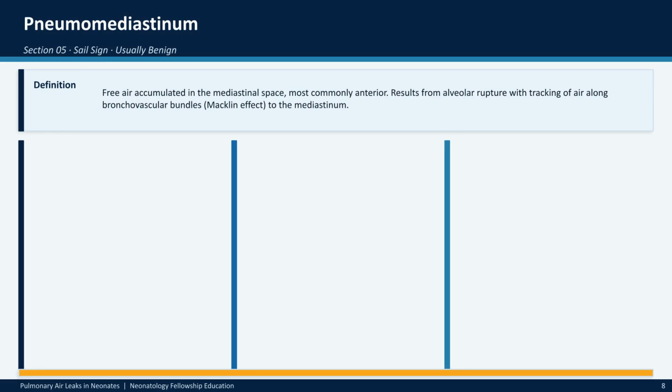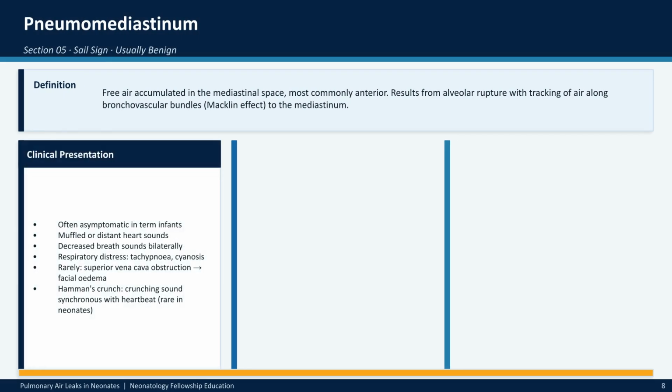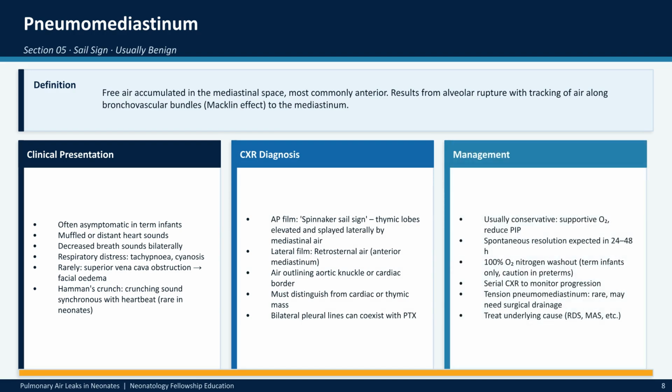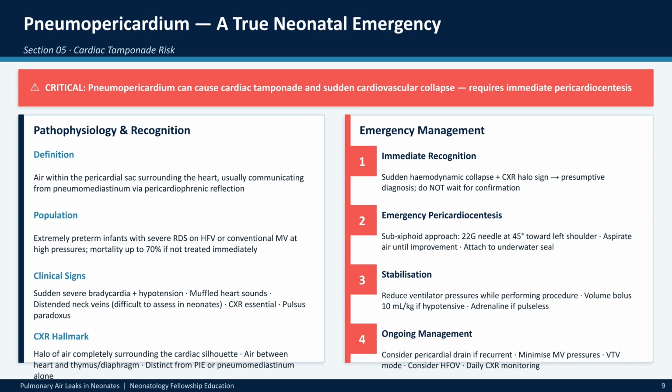Pneumomediastinum, typically a benign condition in term infants, is air accumulation in the mediastinal space, often anteriorly. Diagnosis by CXR involves the spinnaker sail sign. Management is usually conservative, focusing on supportive oxygen, pressure reduction, and spontaneous resolution within 24 to 48 hours.